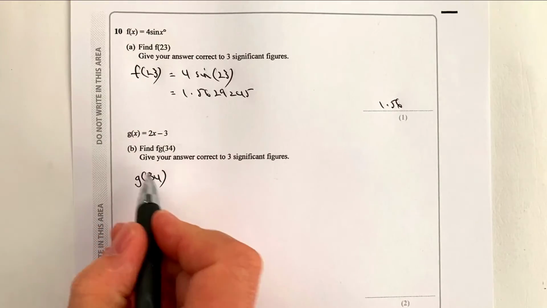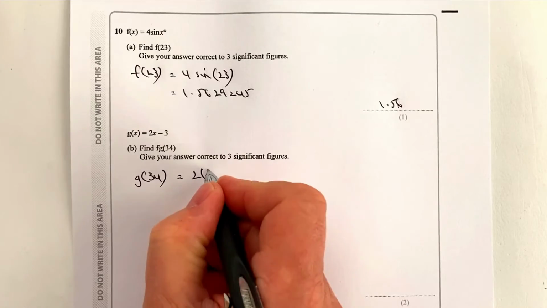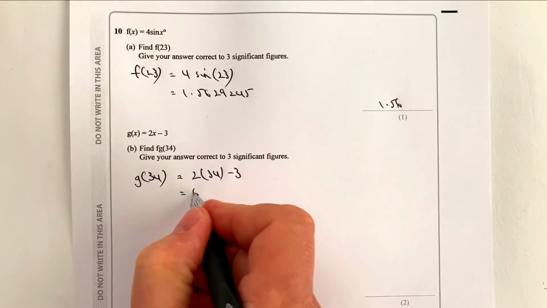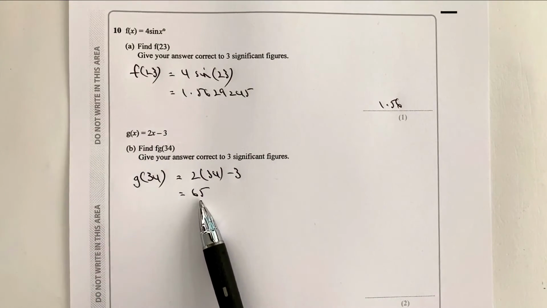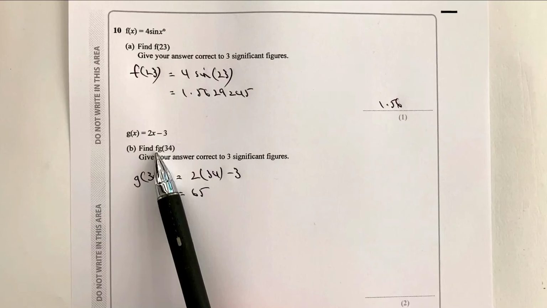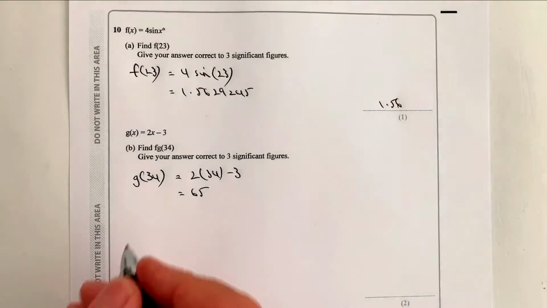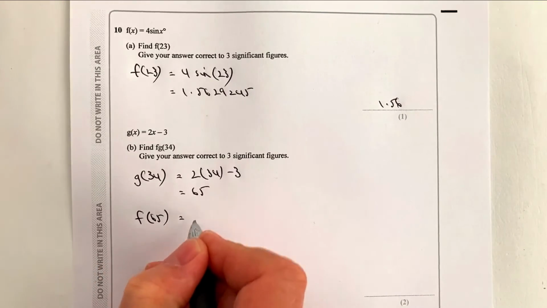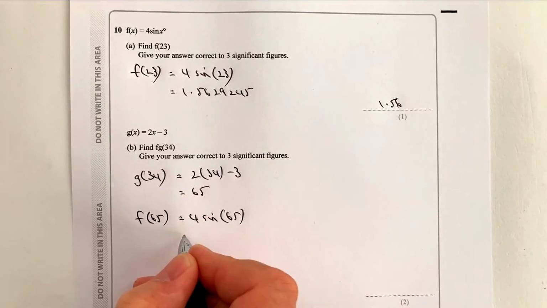Well, the G of 34 is taking this 34 and plugging it into that equation. So it's going to be 2 lots of 34 minus 3. So that value is actually going to be 65. And then basically we say, okay, we take this 65 and we plug it now into the function value, which is this one at the very top here. So actually the function of 65 is going to equal 4 sine bracket 65 brackets.